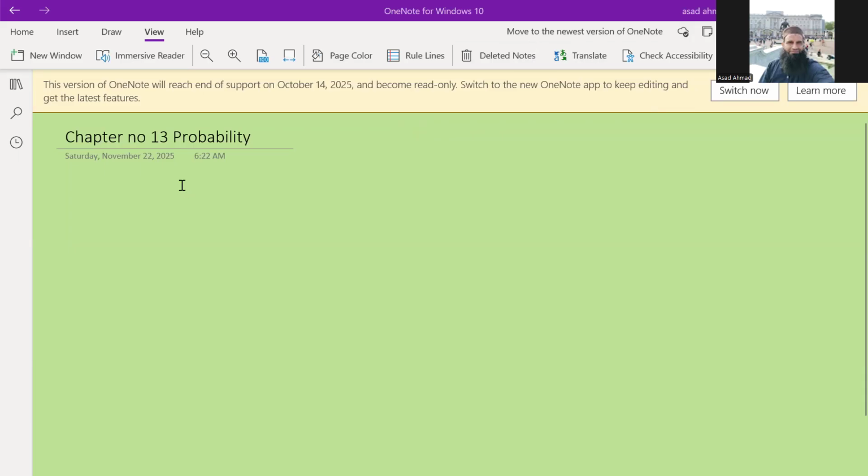Today we are going to learn what is meant by probability and how to calculate the probability of simple events. Bismillah Rahman Rahim. The topic is taken from chapter number 13. Probability stands for, in common language, what is called chance.